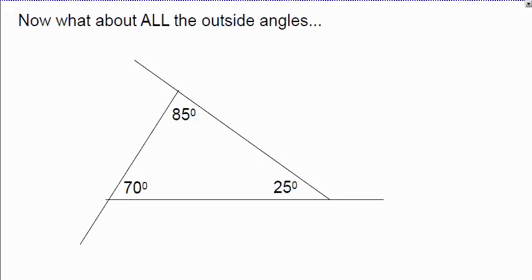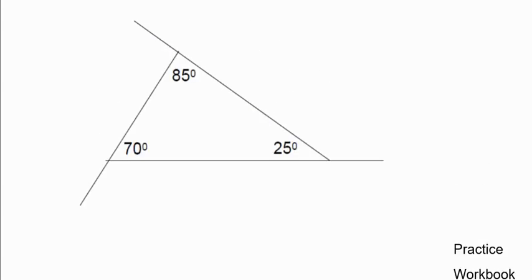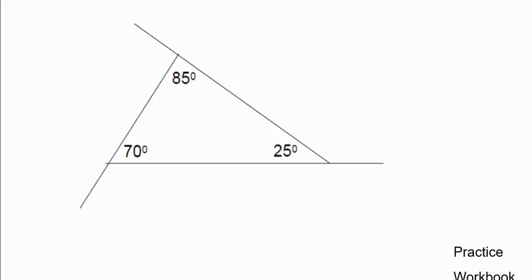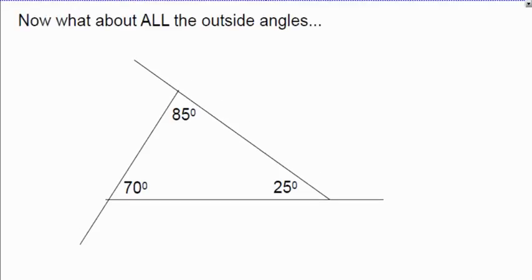Now the last one, we're going to look at how to calculate all outside angles. So in this case, we have all internal angles. So 75, 70, 85, and 25. And we're going to add them up. Well, if we add them up, we're going to get 180 degrees inside. But now we're going to see if we can calculate all the external angles.